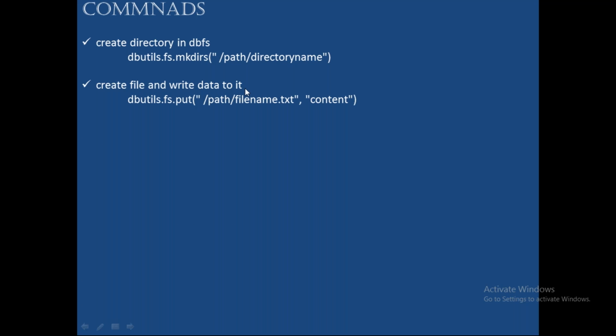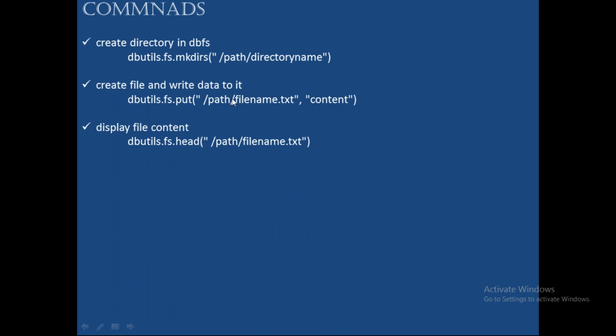Next, create file and write data to it. How you create a file is, you can see dbutils.fs.put. Here we have used mkdirs to create the directory. Now I'm saying put. Put means here you are going to write some content. Content means maybe you will write all your story. That story will be inserted into this file automatically. So two things will happen: the file will be created, and whatever data you have mentioned here will be inserted automatically.